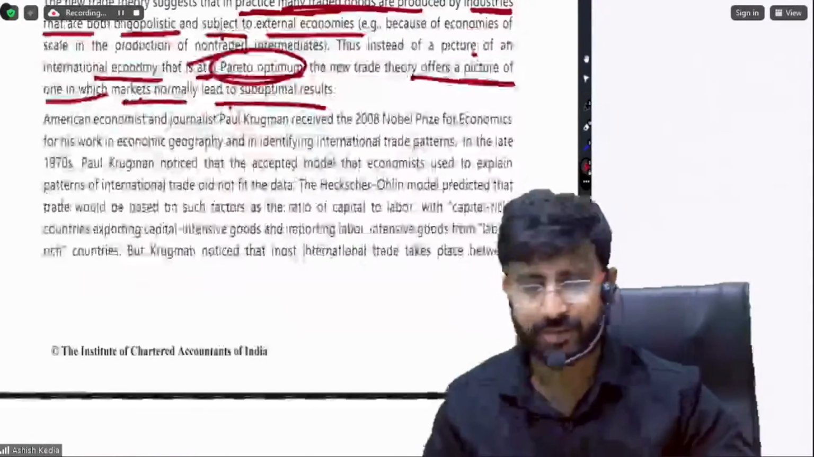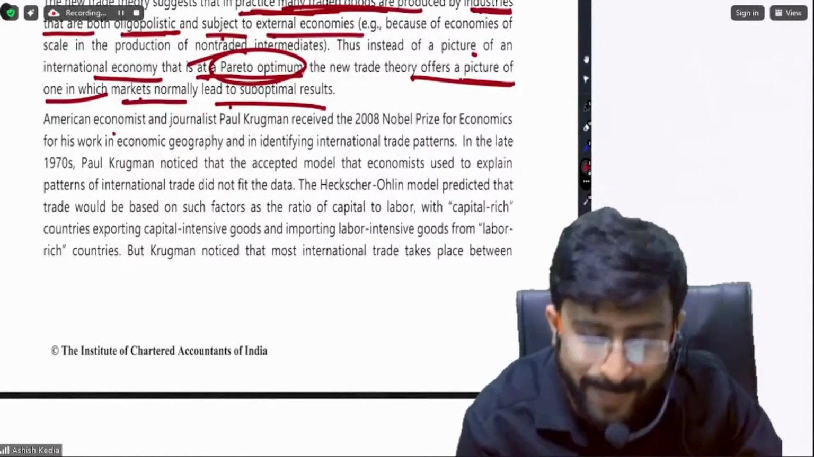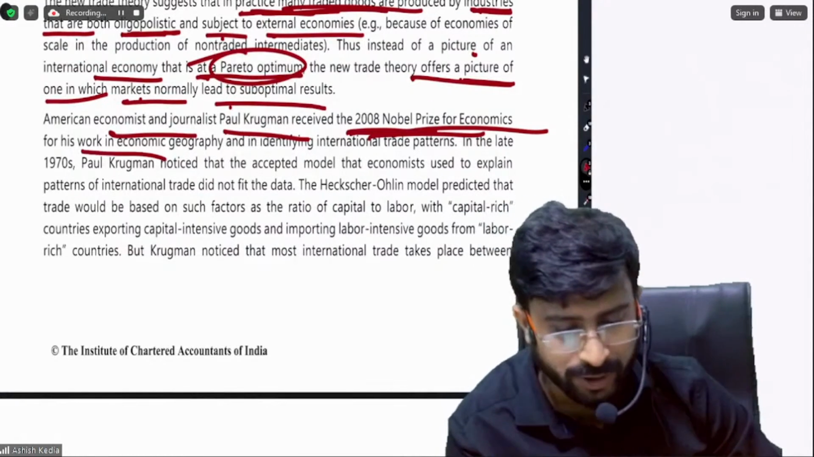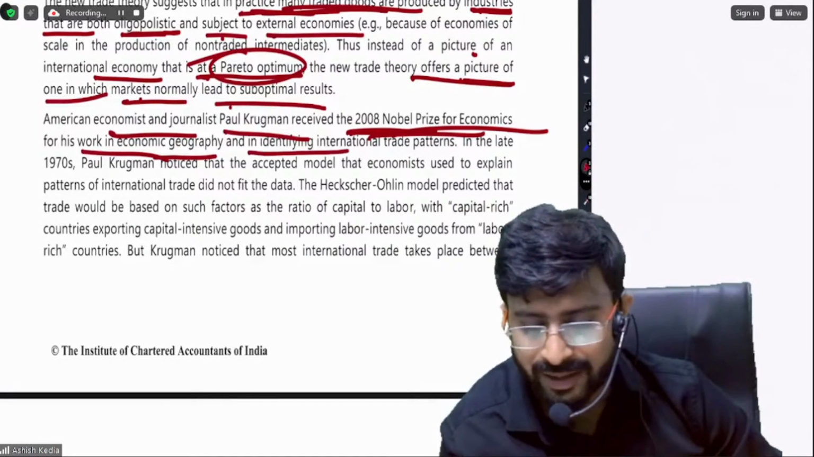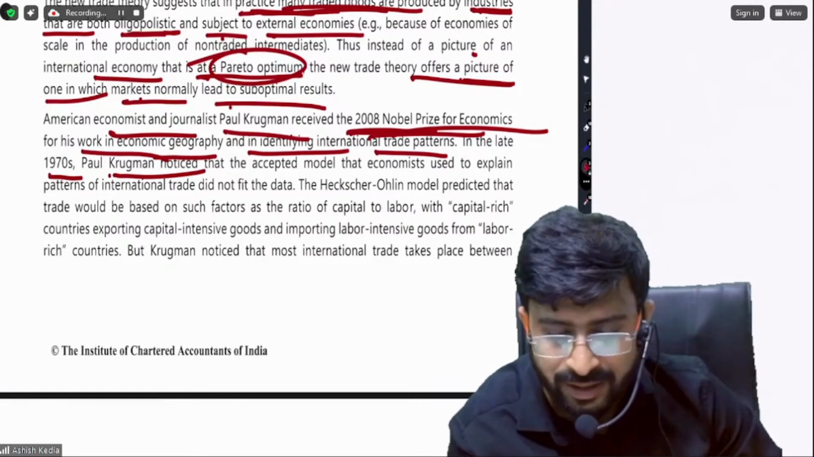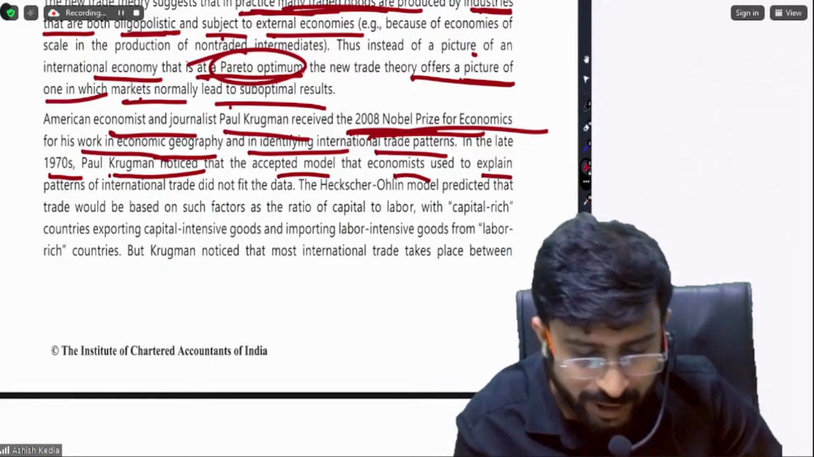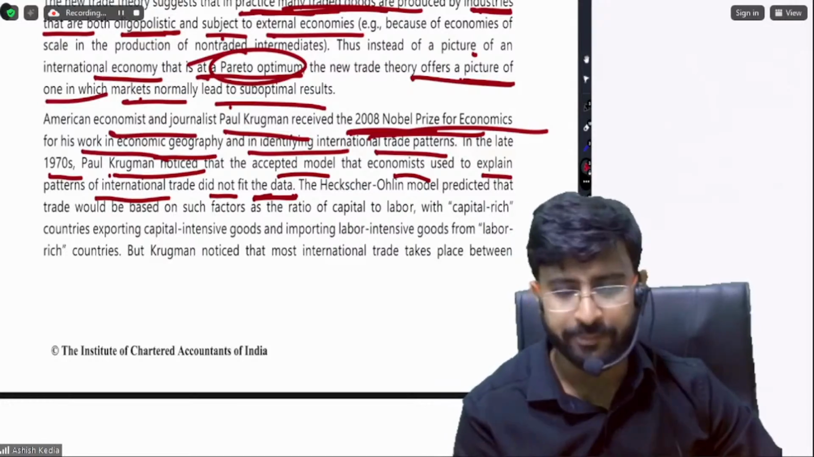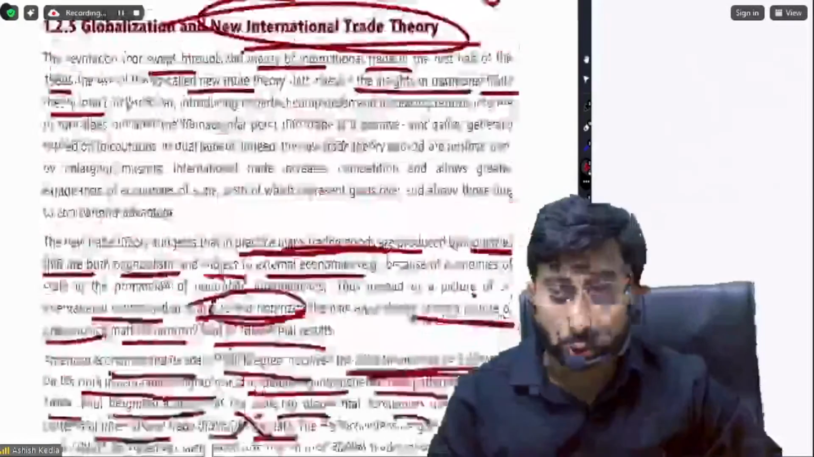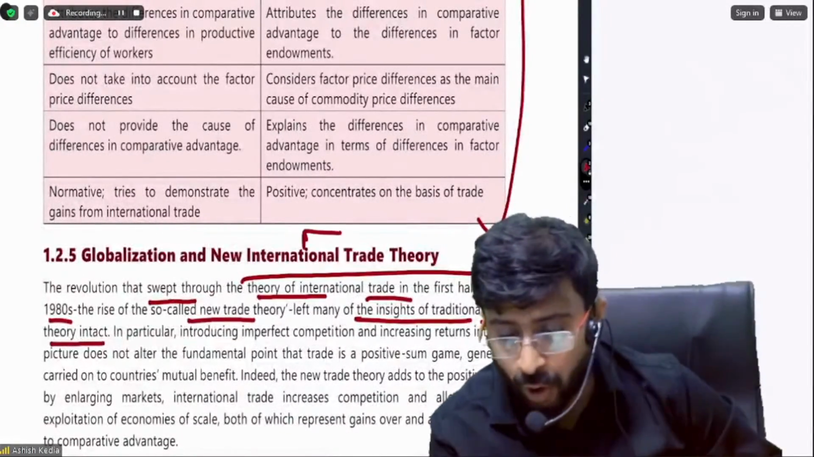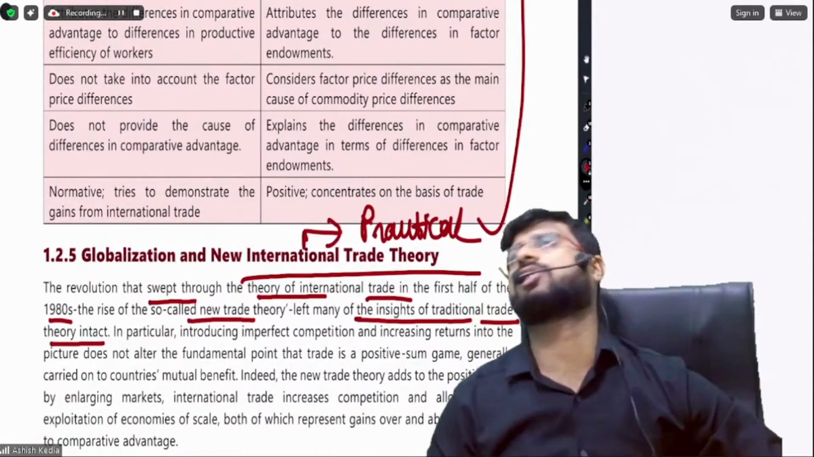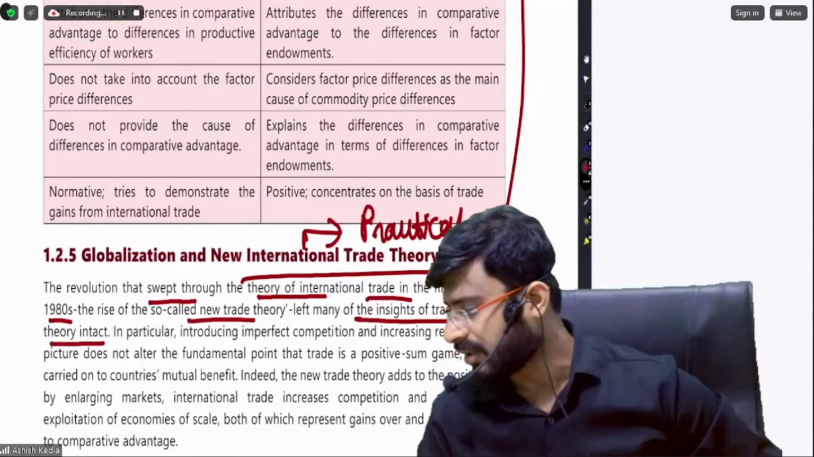Is it clear, friends? Right. American economist and journalist Paul Krugman received the 2008 Nobel Prize for Economics for his work in economic geography and in identifying international trade patterns. In the late 70s, Paul Krugman noticed that the accepted model that economists used to explain patterns of international trade did not fit the data. Means economists were saying something, but actually something else was happening. So this is why new trade theory is very important, because it is based on practical outcomes, practical findings. It is not just a hypothetical theory somebody has written.